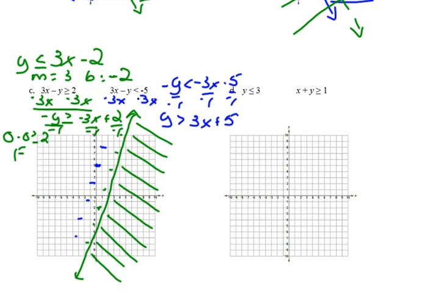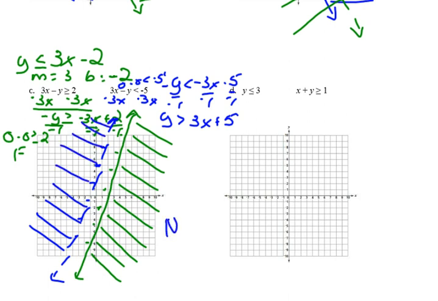This time we don't have the or equal to, so I have to make it a dotted line for the blue. My test point, if I put 0 in, 0 minus 0 less than or equal to negative 5. Again, that is not true. So this time I'm shading over here. So here's an example where there is no solution. There is no overlap between those because the lines are parallel. However, the shading is on opposite sides, so that would be a no solution.